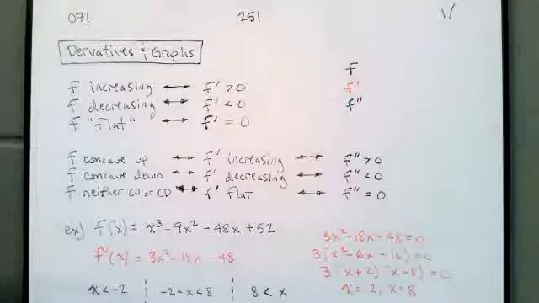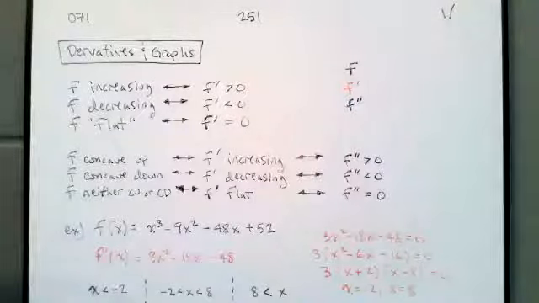Today we're going to continue looking at derivatives and graphs, and what the first and second derivatives tell us about the graph of the function. If you recall, the sign of the first derivative tells us about the direction of the function, and the sign of the second derivative tells us about the concavity of the function.